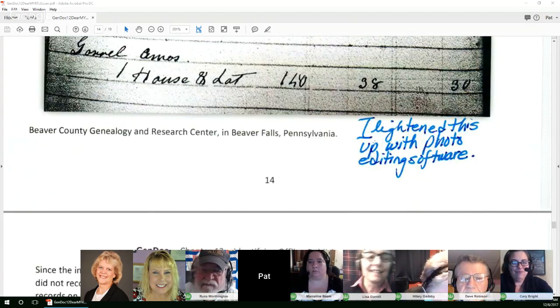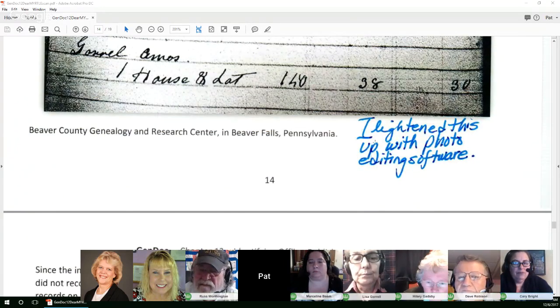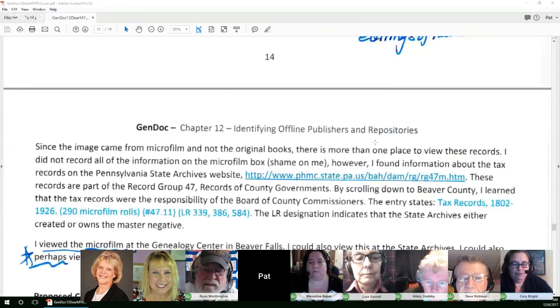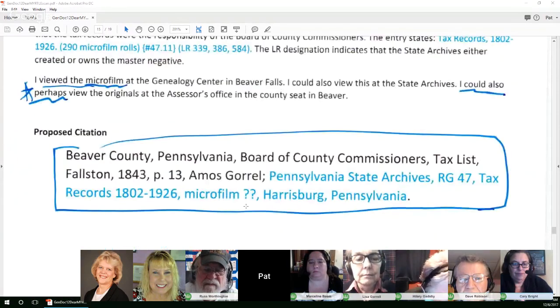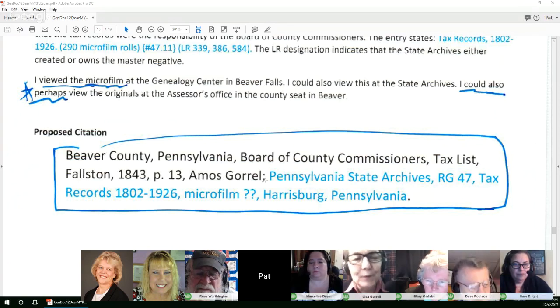All right. Thank you. So you can now go happily on your way. But let's look at that citation here. Beaver County, Pennsylvania Board of County Commissioners. Tax list. And Falston is the county or locality? Yeah, the township. No, that township in Beaver County, right? Yeah. For 1843, page 13, Amos Gorell. And that's not the way you spell your name, is it? No, but that's the way it was spelled on the document. Love it. Okay.